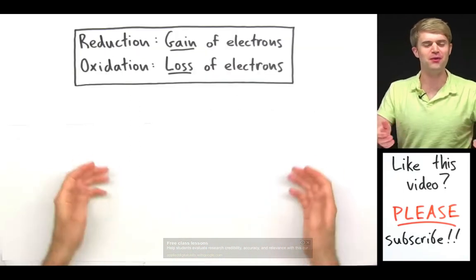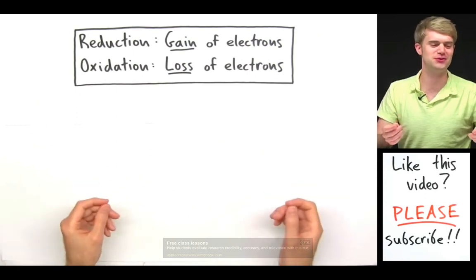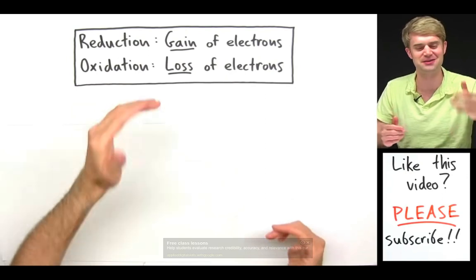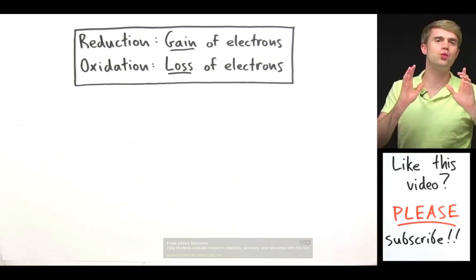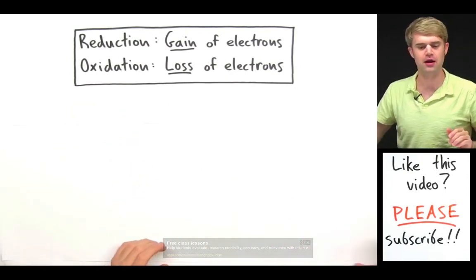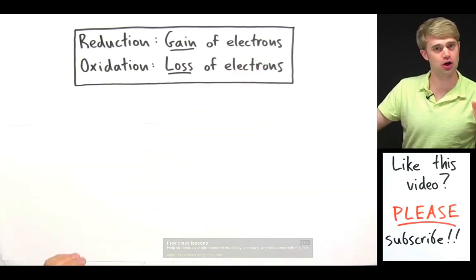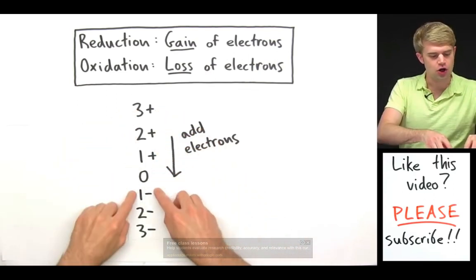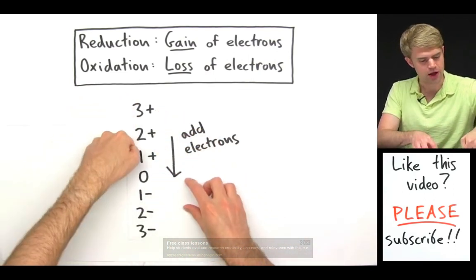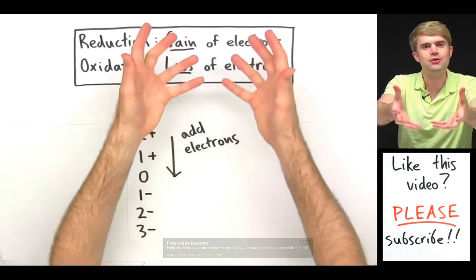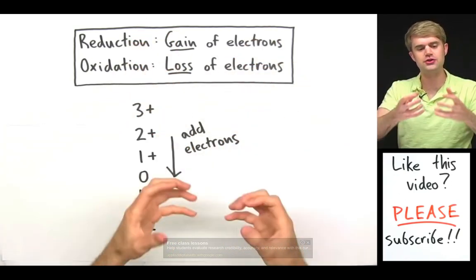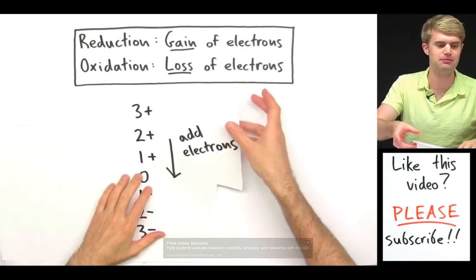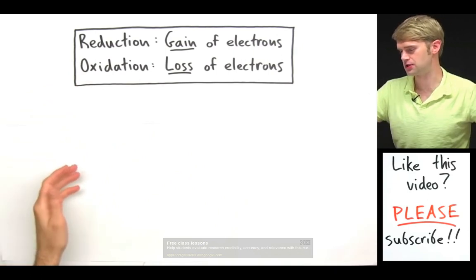I don't know about you, but when I was first learning this stuff, I found it so confusing. Why should a reduction be a gain of electrons? Usually when you're reducing something, you're getting less of it. So here's one thing that might be helpful to think about. Electrons have negative charge. So as you add electrons to something, its charge goes down. The more electrons you add, the lower the charge. So as electrons are gained, the charge reduces. That might be helpful to keep in mind to have this make a little bit more sense.